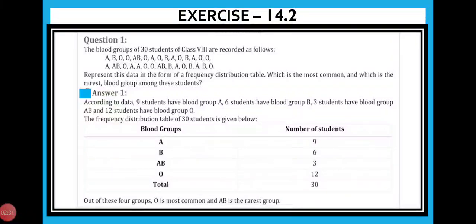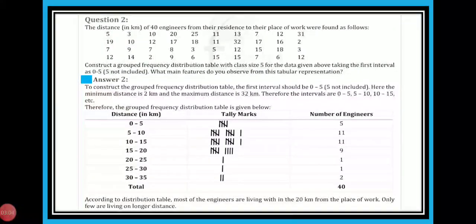Now among this, we have to find out which is the most common blood group and which is the rarest blood group. According to the distribution table, we can see that out of these 4 groups, O is the most common because the maximum number of students have O blood group. AB is the rarest group because the least number of students have blood group AB. Next, question number 2.